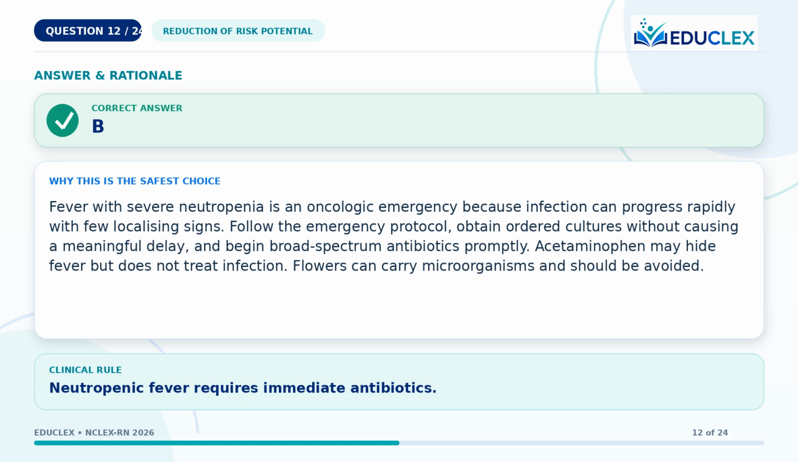The correct answer is B. Fever with severe neutropenia is an oncologic emergency because infection can progress rapidly with few localizing signs. Follow the emergency protocol, obtain ordered cultures without causing a meaningful delay, and begin broad-spectrum antibiotics promptly. Acetaminophen may hide fever but does not treat infection. Flowers can carry microorganisms and should be avoided.